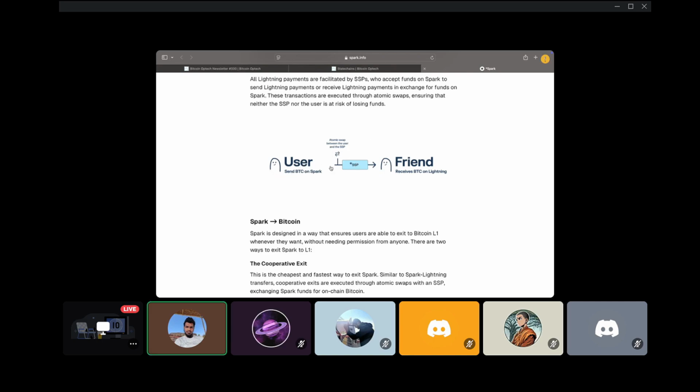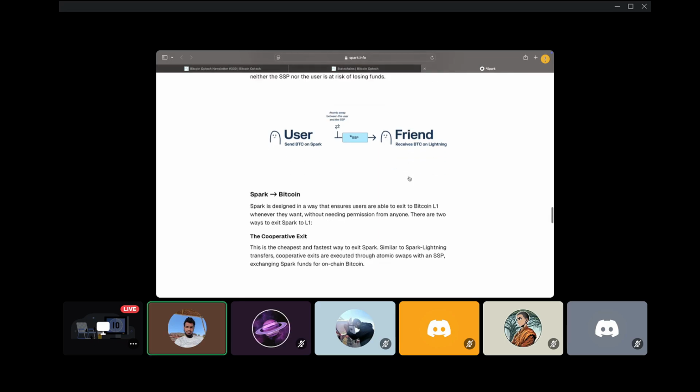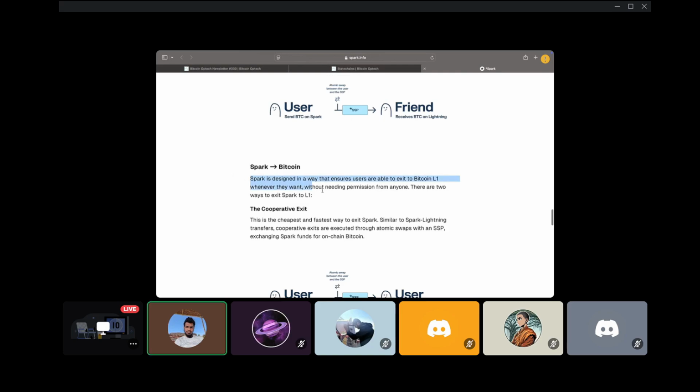From the mainnet, you go to Spark, and from Spark, you go to Lightning, and then Spark to Bitcoin, going back to the mainnet. Spark is designed in a way that ensures users are able to exit to Bitcoin L1 whenever they want without needing permission from anyone. There are two ways to exit Spark to L1. We've discussed previously that this protocol allows unilateral exit. You can go to the mainnet without requiring consent or permission from anyone.